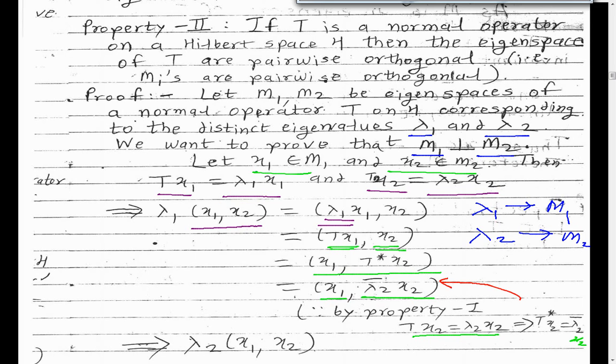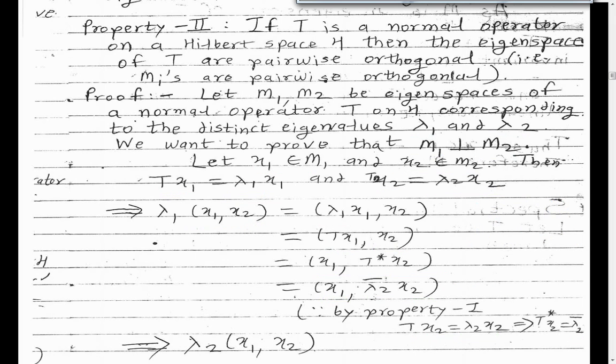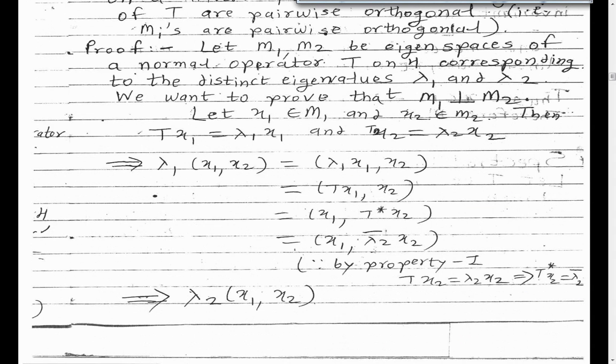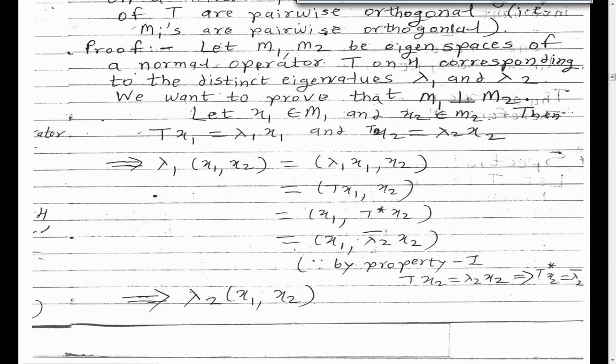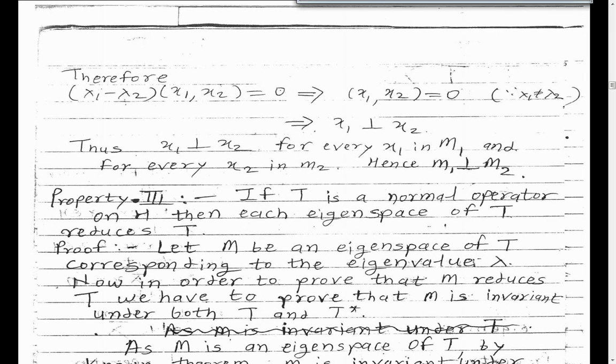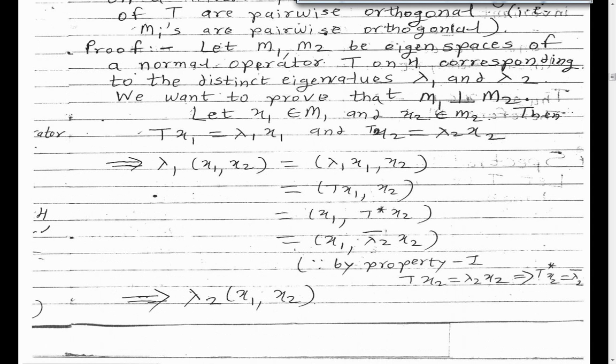of lambda 1 x1 and x2 equals the inner product of x1 and lambda 2 conjugate x2. So with this we have the conclusion that this equals lambda 2 times the inner product of x1 and x2. So lambda 1 times the inner product of x1 and x2 equals lambda 2 times the inner product of x1 and x2.